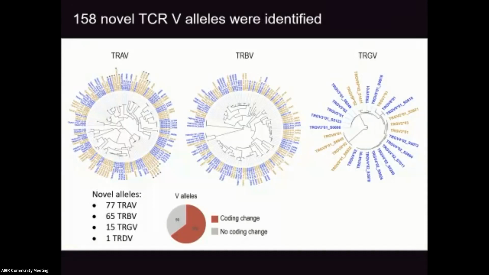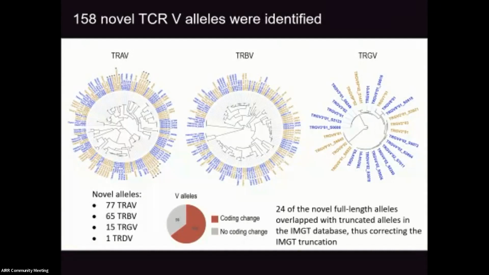And again, most of these are coding, not all, but you can see about 2/3 have coding changes. And yeah, several interesting observations. One of the things that may be worth mentioning is that 24 of these alleles overlapped with alleles that were present in IMDT, but they were truncated in IMDT, so they were not full length. But we generate the full length allele, so we can correct the missing information from IMDT. But that was just 24, and the rest were not completely novel.